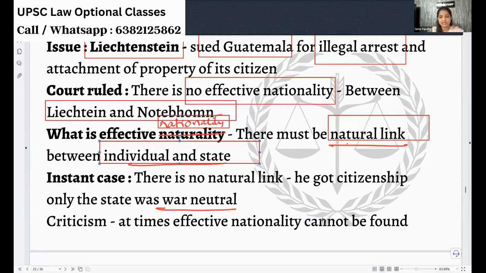In the instant case, if you see, I think I'm sharing the entire screen, right? Yeah, if the sharing is not proper, please let me know.